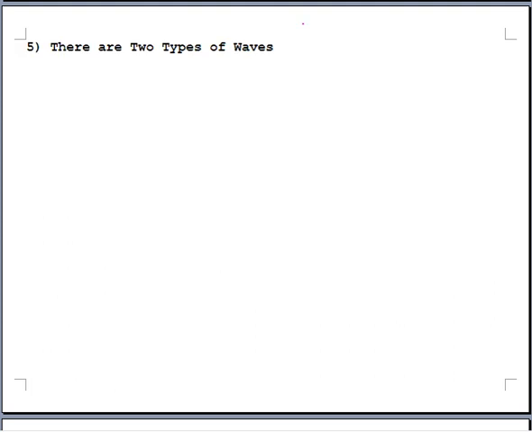Two types of waves. Don't write this page down. Do not copy this page. Just listen really quick. I'll buzz through it. This video is probably getting kind of long.